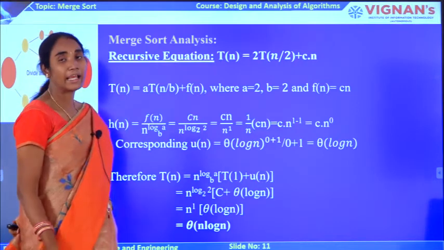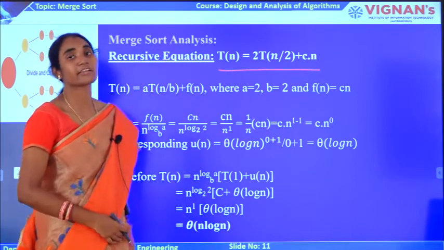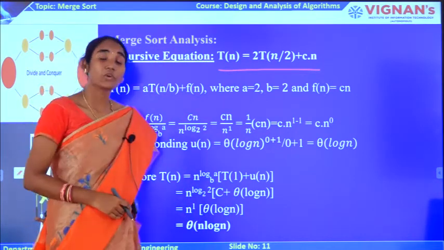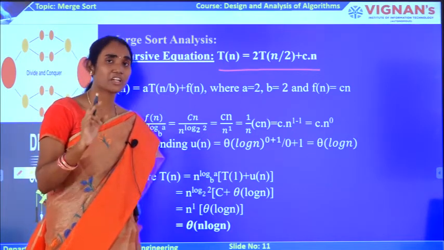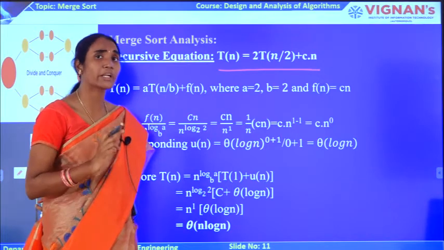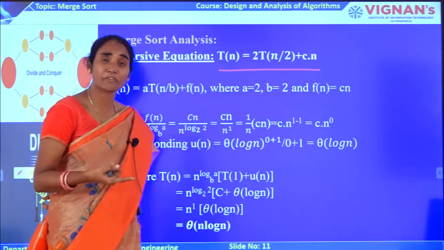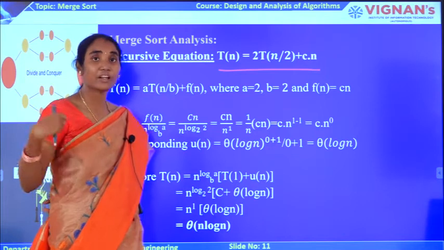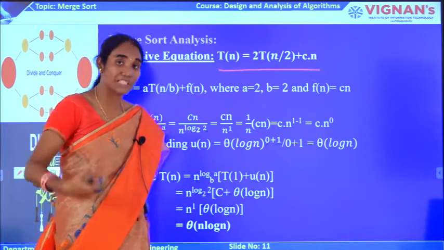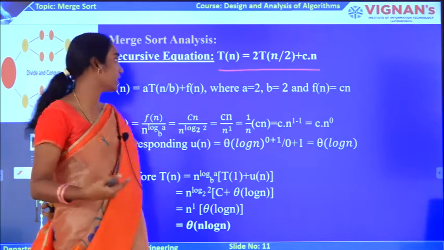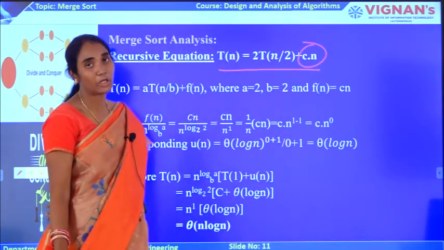Now coming to the analysis part. Here T of n is equal to 2T of n by 2 plus Cn. This is the recurrence relation for merge sort. Why? For merge sort, each time we are dividing our list into two sublists. That's why it is 2T of n by 2. Now after dividing, what are we performing? We are merging, and while merging we are performing the sorting procedure. So in order to divide as well as to merge the sorted lists, we require this Cn time. That's why it is 2T of n by 2 plus Cn.